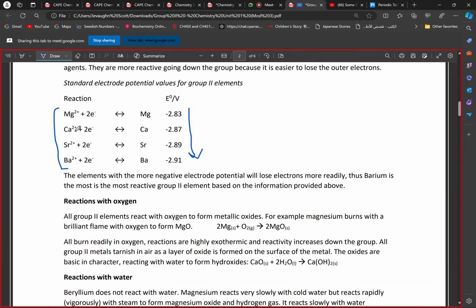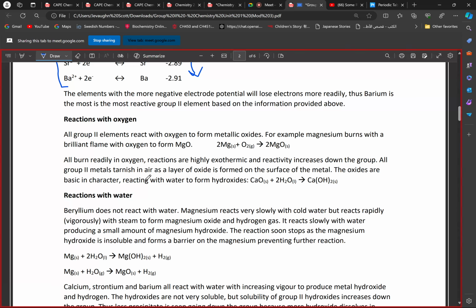So let's look at this now. Since the reactivity increases going down, we can see some trends here with the reaction of oxygen, water, and acid. So with oxygen now, first of all, group 2 elements, what is the name of group 2? The traditional name for group 2. These are what?